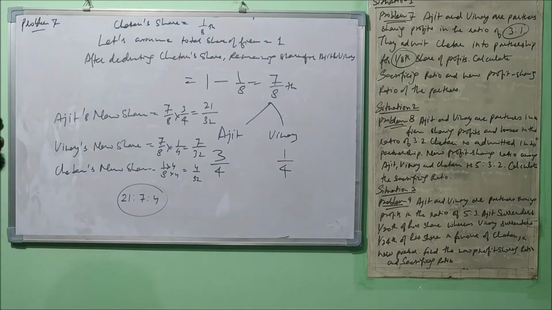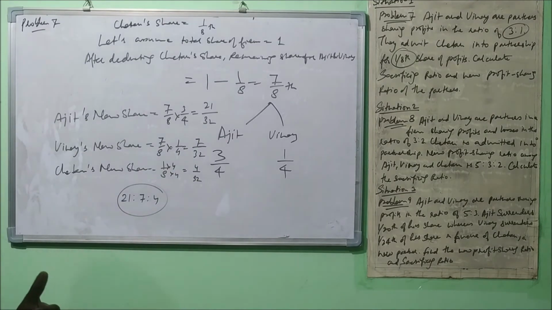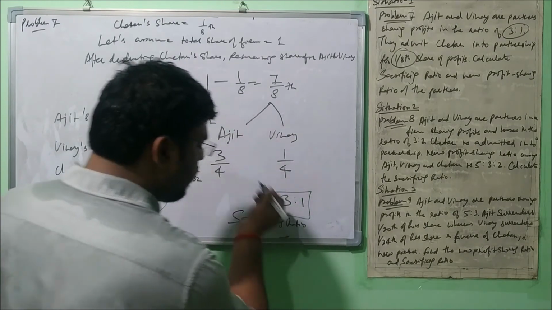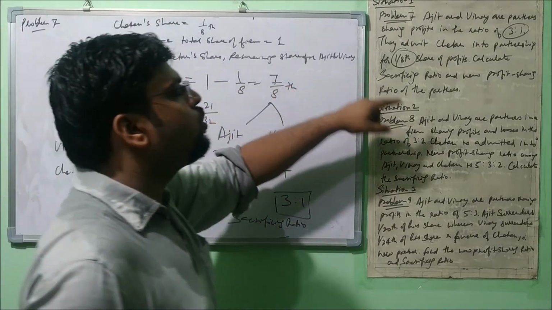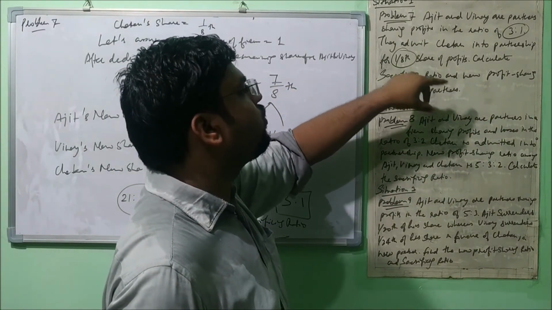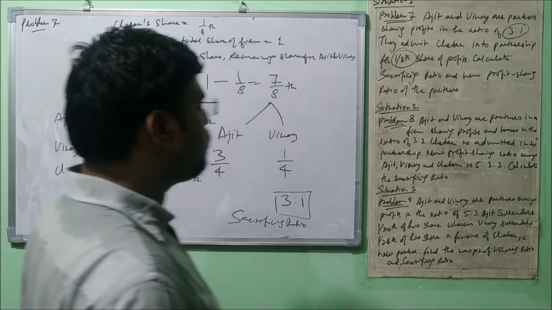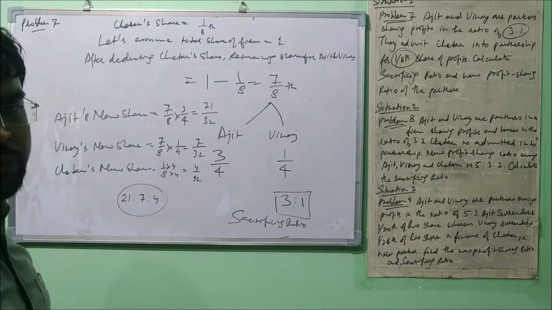Now let's talk about sacrificing ratio. There are two ways to solve that. One lengthy way, another short way. The short way is, I just tell you the answer is 3:1 sacrificing. How did I do that? That's very simple. When no detail related to the sacrifice is given, only the new partner's share is given and the partners' old profit sharing ratio is given, then the old profit sharing ratio will be the sacrificing ratio.